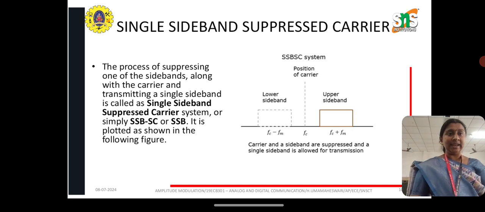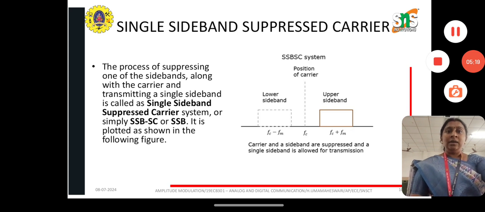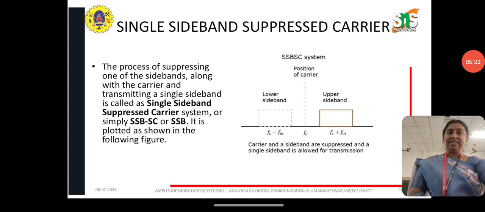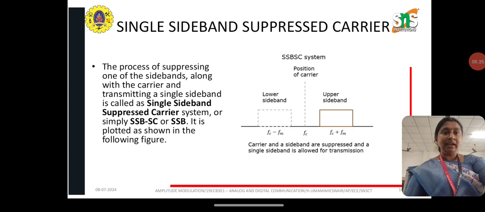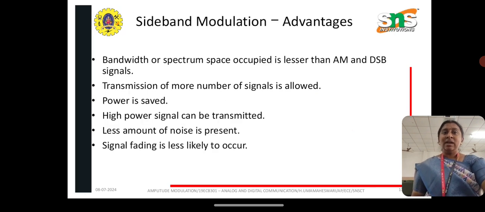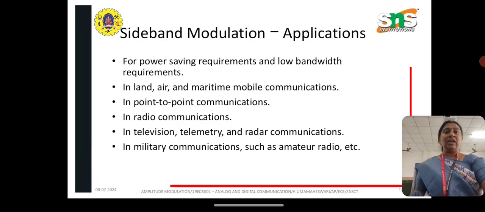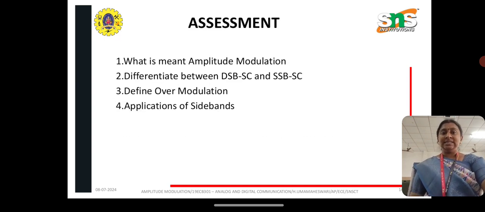Then a single sideband carrier system. Here the process of suppressing one of the sidebands along with the carrier and transmitting a single sideband is called a single sideband suppressed carrier system. Here, on the right side, only the upper sideband is retained. The carrier and the other sideband are suppressed and a single sideband is allowed for the transmission. These are the various advantages of sideband modulation, and the disadvantage is that the quality of the signal gets affected. The various applications are in radio, point-to-point, military and television systems.